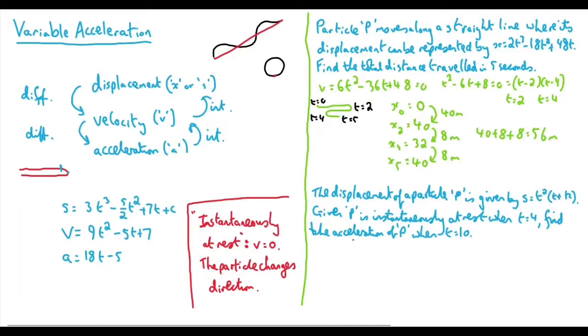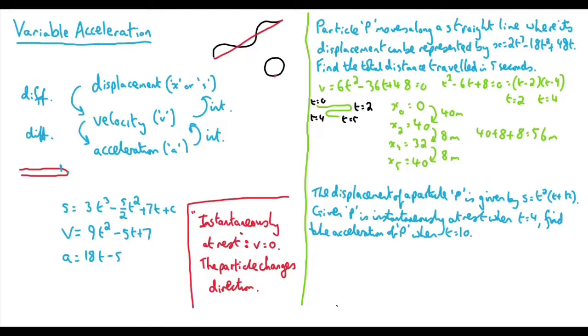Down here, we have that the displacement of a particle P is given by s equals t squared (t plus k), where k is some constant that we don't know yet. Given P is instantaneously at rest when t is 4, find the acceleration of P when t is 10. So, pause the video, have a go for yourself, consider what information you may have to work out before you can get your answer, and then when you're ready to compare, just press play again.